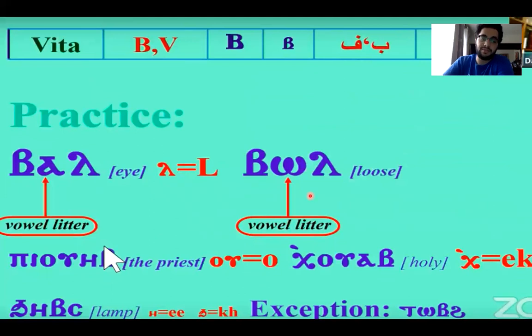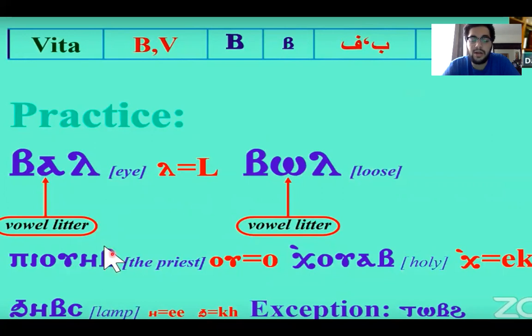Some practice here. We have the word val. Vita, alpha, lulla, and lulla makes the L sound. So it's val. Here, the alpha is a vowel letter, and it makes that sound of an A, E, I, O, U. And therefore, since it comes after a Vita, this becomes val. The same here. This is the letter O, which is a vowel, and Vita comes before it, so it becomes vol. Vol.